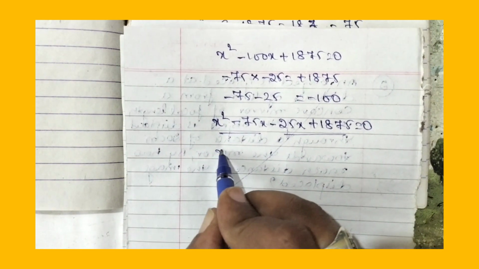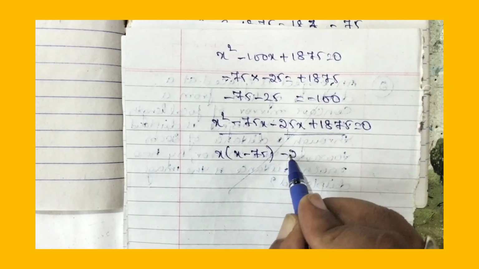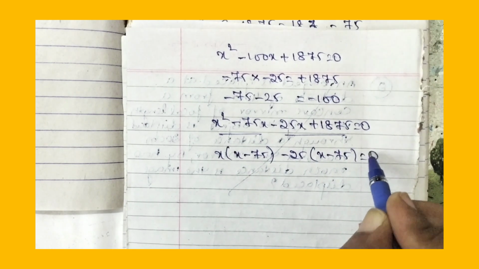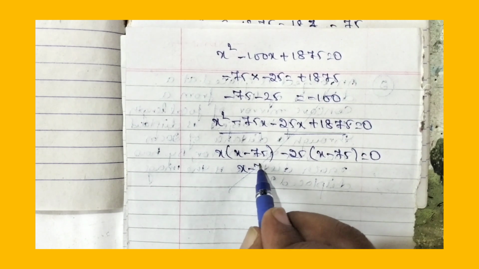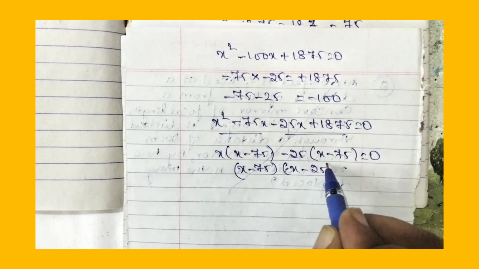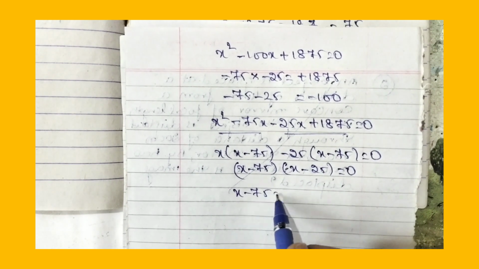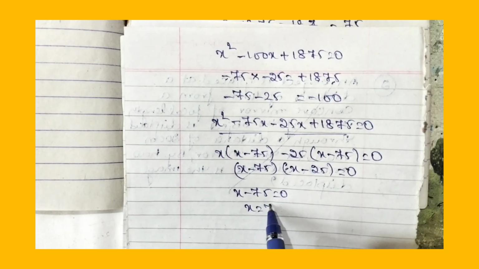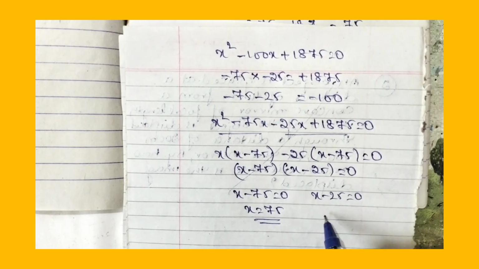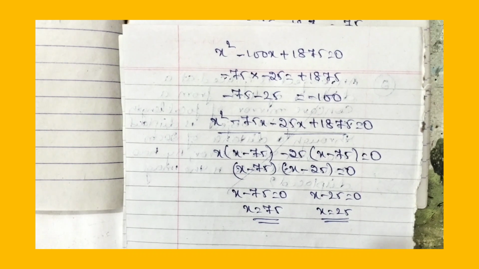So now you take x as common. What is the remaining? x minus 75, minus 25 common, remaining is x minus 75, which is equal to 0. So x minus 75 is common to both and remaining is x minus 25, which is equal to 0. So now x minus 75 is equal to 0, x is equal to 75. x minus 25 is equal to 0, then x is equal to 25. So both we got the positive values.